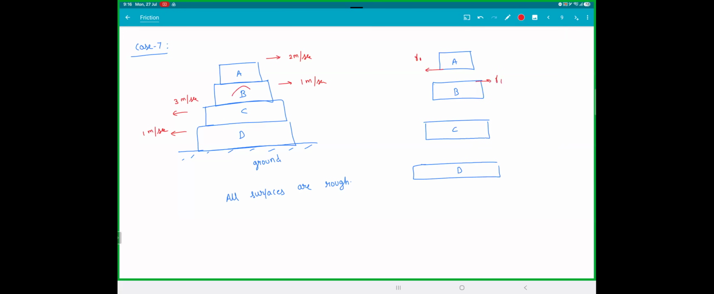Now between B and C, this looks like case 4, so both are going opposite. So this friction will be backward. This will be backward. Now between C and D, who is going faster? C is going faster, so this will be F3 and this will be F3 and this will be F4. Every surface will have its own different friction.